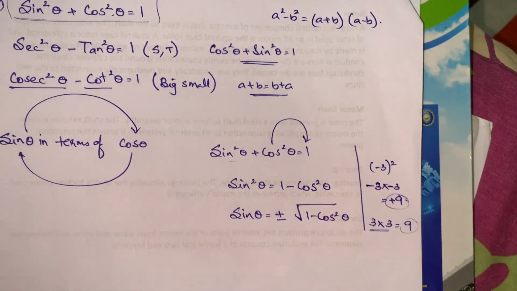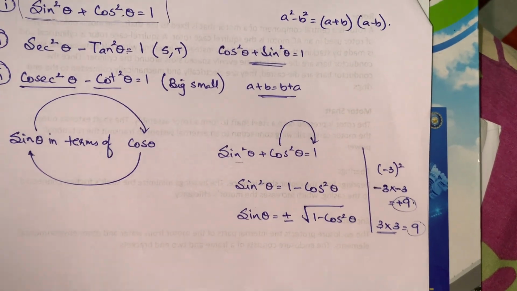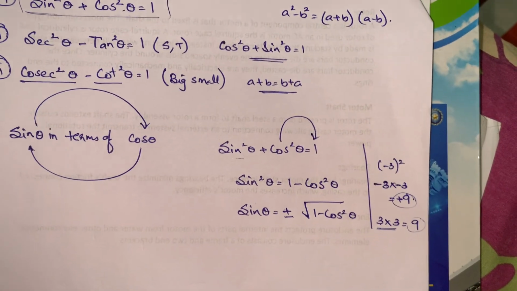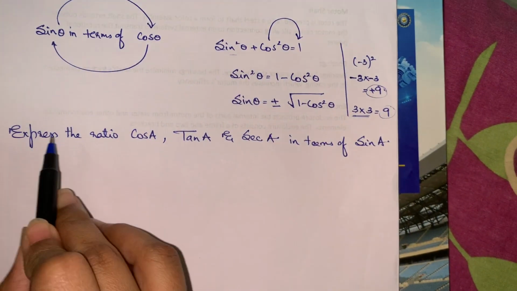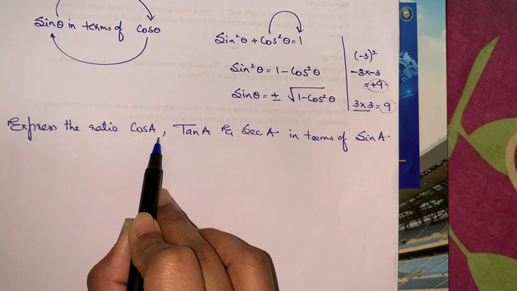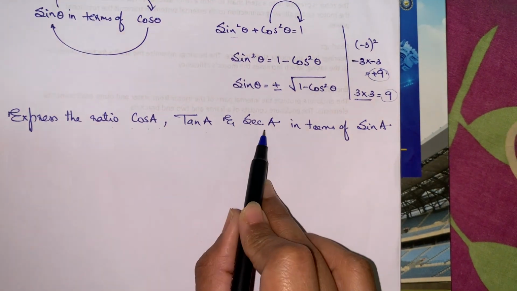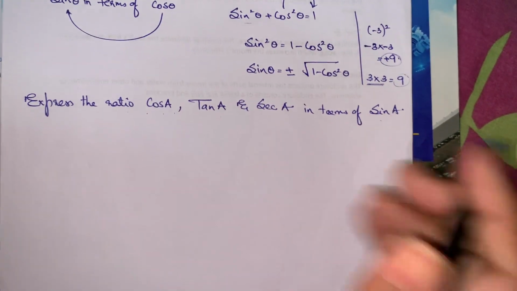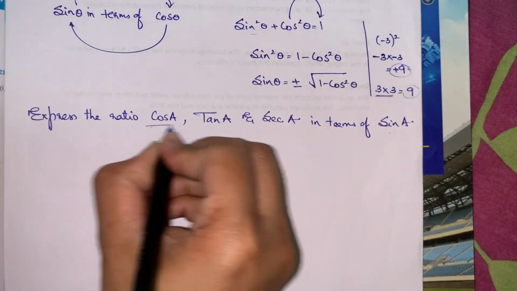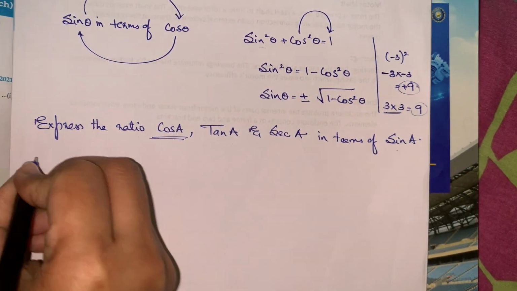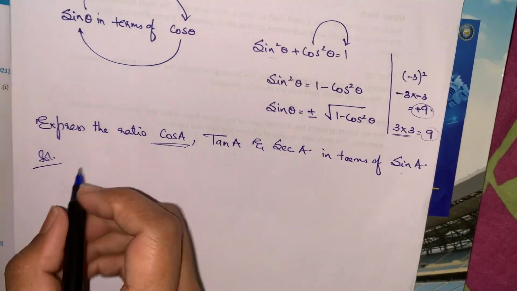You have multiple videos solving that example. So let's take the first question from the textbook and see what it actually is. The first question says: express the ratios cos A, tan A and secant A in terms of sin A. So cos I can write in terms of sin, I already know with the first identity. Cos and sin have a basic identity.